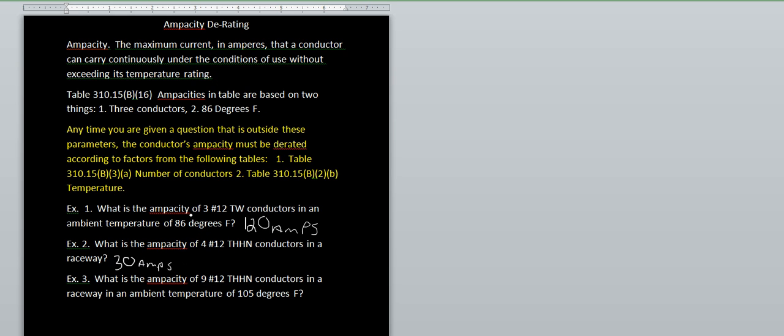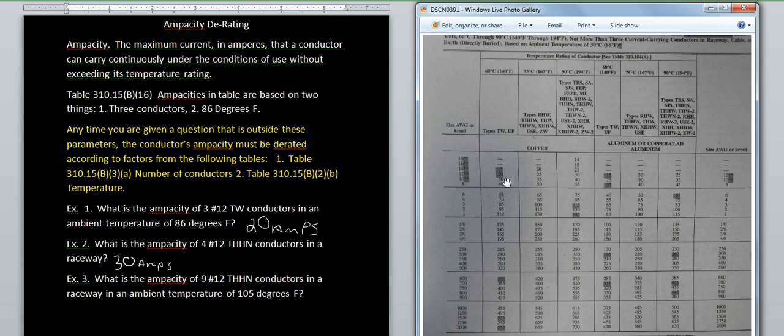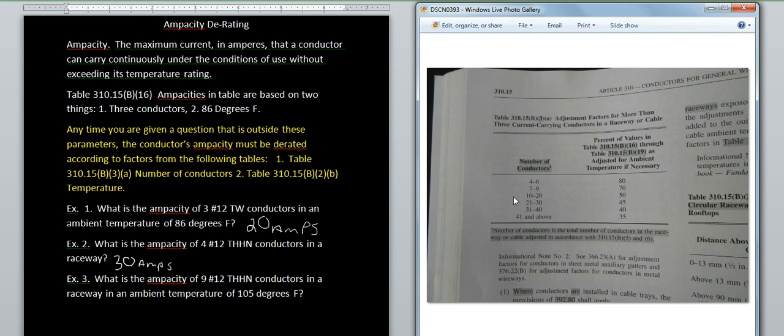And we need to multiply that ampacity by a correction factor. Since it's above 3 conductors, it's outside the parameters of this table, we need to go to table 310.15(B)(3)(a), and you find the number of conductors, and you see that the correction factor is 80%. These are percentages here, and these are the number of conductors in the raceway.